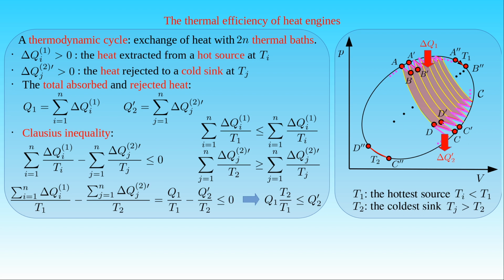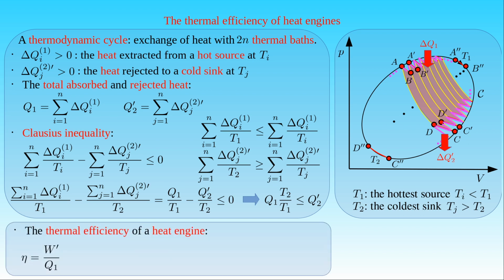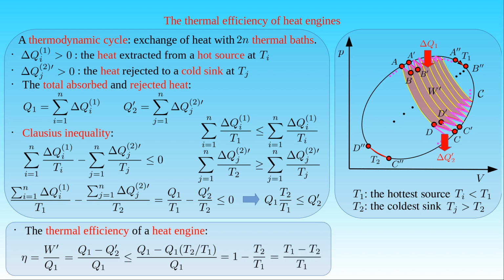The thermal efficiency η of an arbitrary thermodynamic cycle or a heat engine is defined by the ratio of the work W' done in the cycle to the total amount of heat Q1 absorbed in the cycle. Here the work W' is given by the total area of the steps forming the whole cycle, and the first law of thermodynamics states that it is equal to the difference between the heat Q1 absorbed in the cycle and the heat Q'2 rejected in the cycle. By substituting the inequality obtained here into Q'2, we see that this fraction is less than or equal to 1 minus the ratio of T2 to T1, or the ratio of the difference between the temperature T1 of the hottest source and the temperature T2 of the coldest sink to the temperature T1.